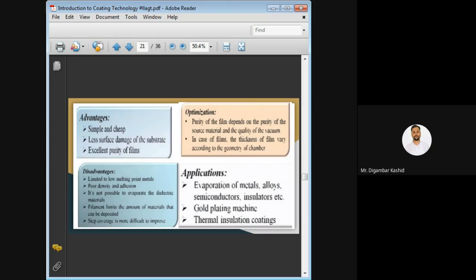Now the last part is the application. What are the applications? Evaporation of metals, alloys, semiconductors, insulators, etc. we can do with this method. Again, for gold plating machines we are using this thermal evaporation, and also thermal insulation coating. So these are the common applications we can use in different fields.